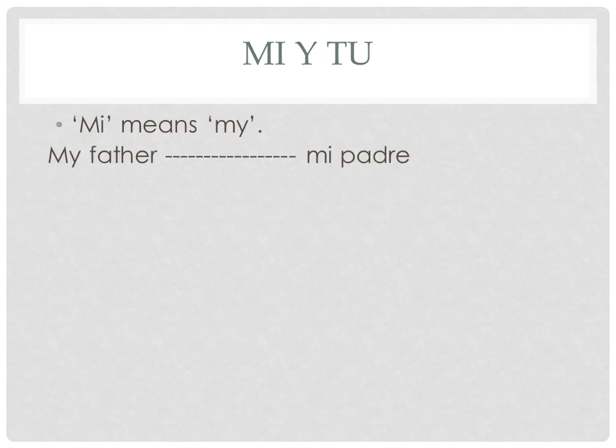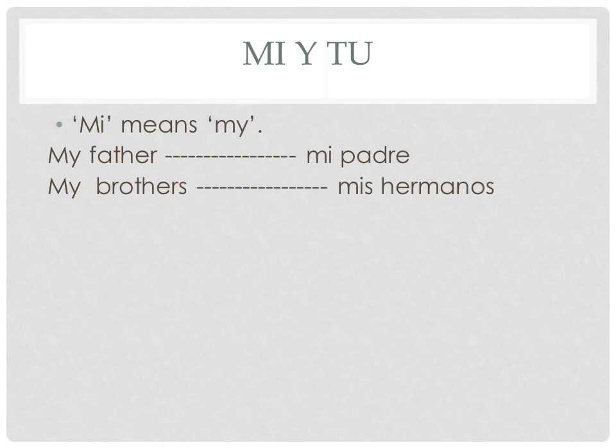Now let's look at mi and tu. Mi means my. My father, mi padre. My brothers, mis hermanos. So the meaning stays the same. The same person owns them, which is I, but it changes because it has to agree with the noun. Padre is singular, so it's mi. Hermanos is plural, so it has to be mis.